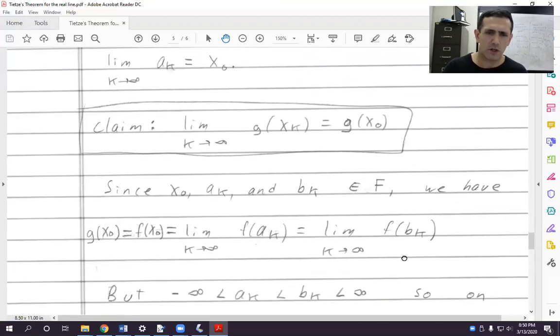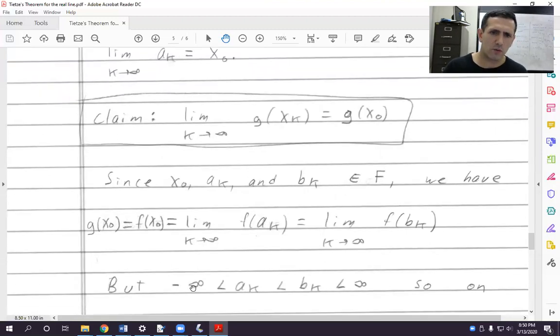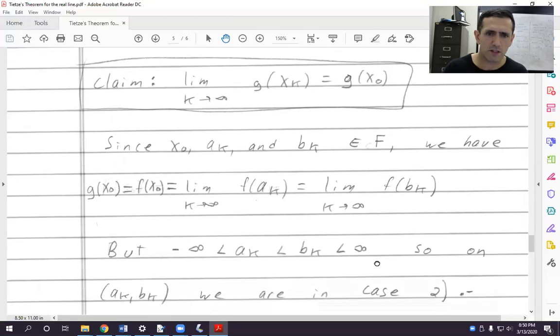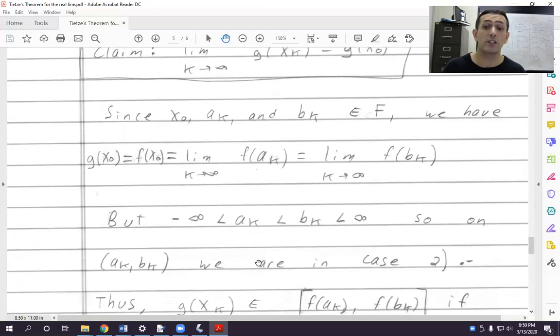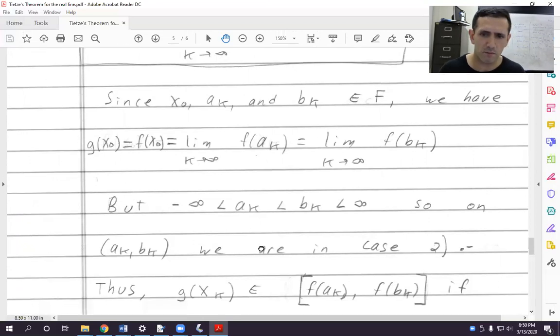Okay, so, well, right, so we're assuming minus infinity is not AK. AK is less than BK. BK is actually less than or equal to x0, so it's not minus infinity. So what does this mean? This means that on the interval AK to BK, we're in our case 2, which was that g of x is the secant line.